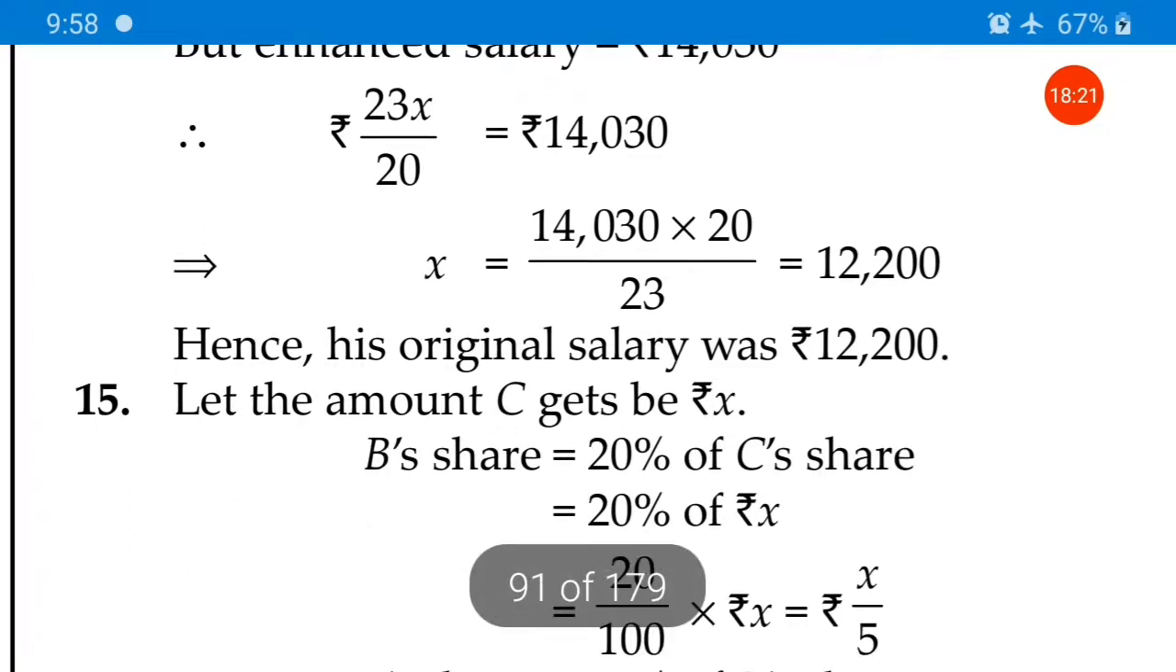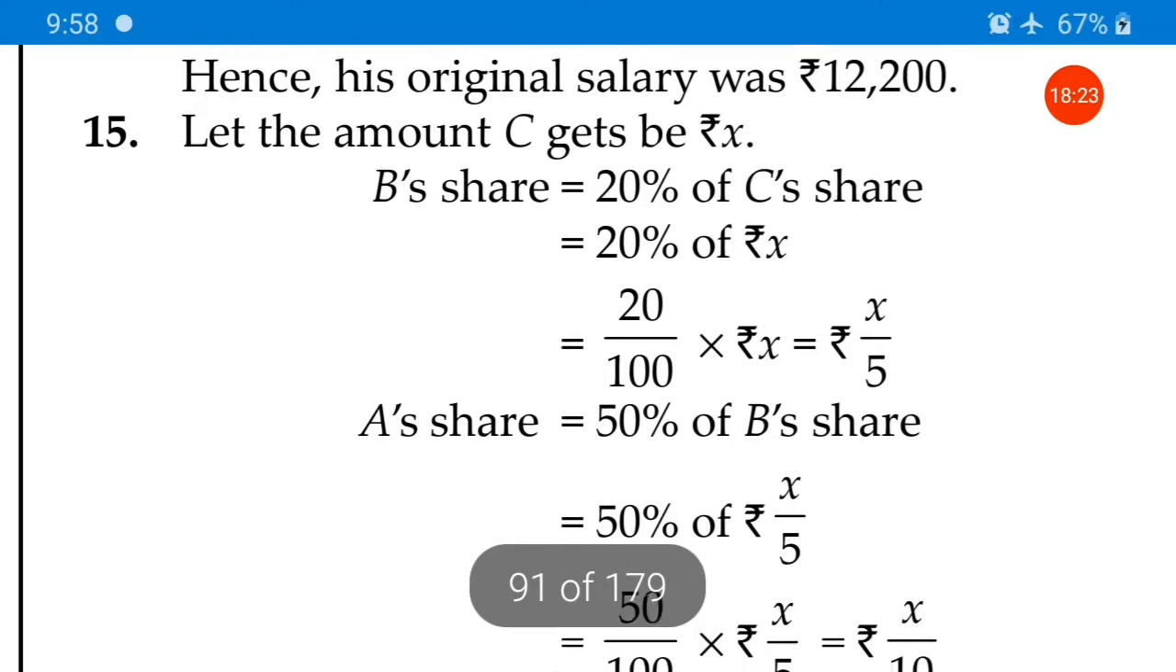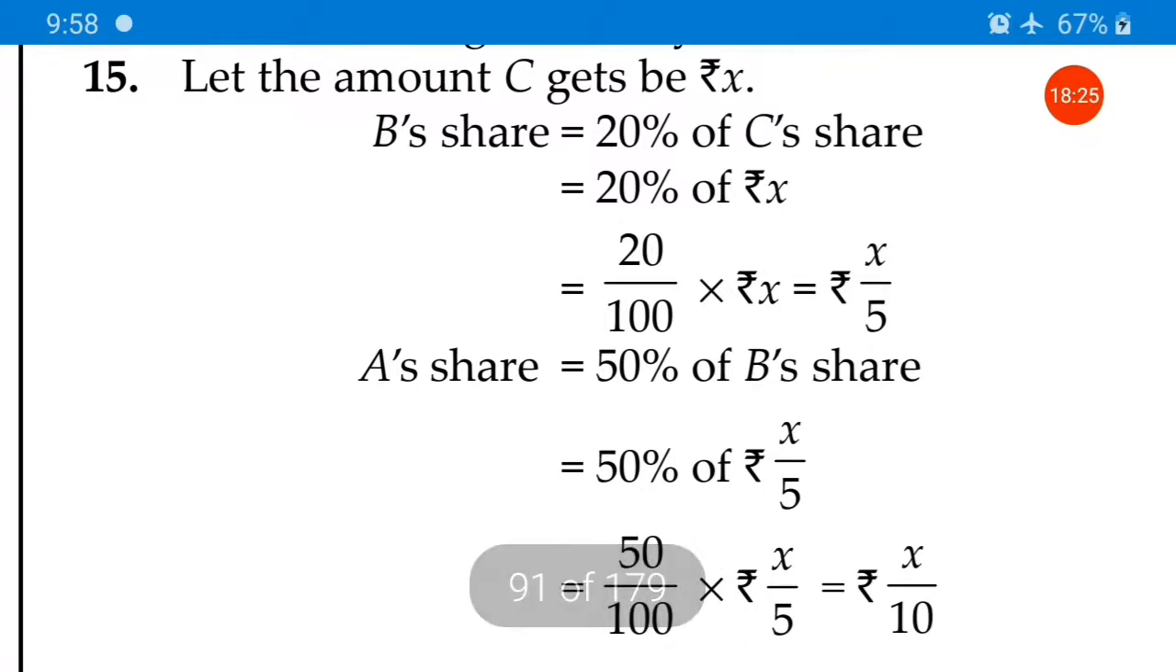Now the last sum of this exercise. A total amount of rupees 1,560 is to be divided among A, B and C such that A gets 50% of what B gets and B gets 20% of what C gets. How much will each of them get?